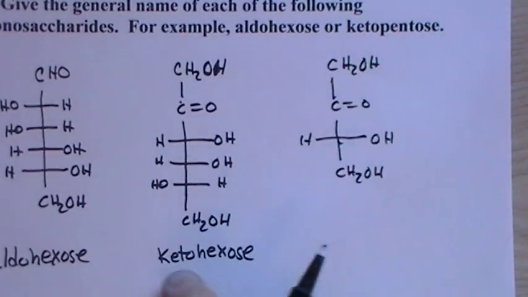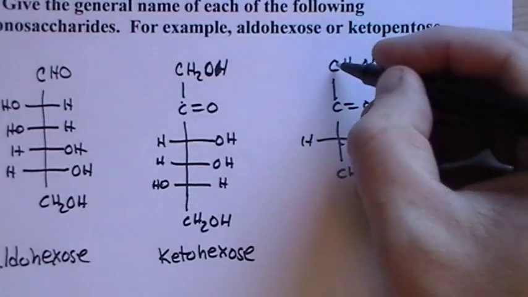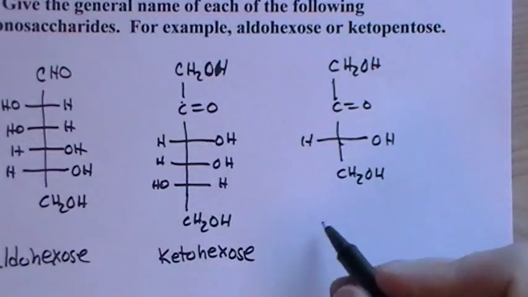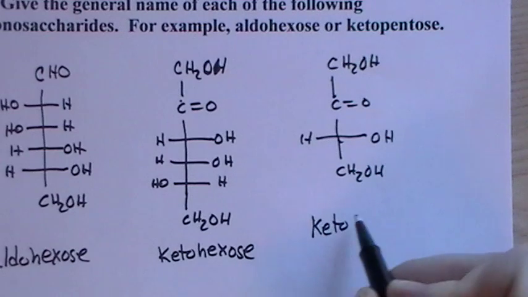And if it was 5, then it would be ketopentose. If it's 4, ketotetrose. So 1, 2, 3, 4. There's 4 of them, so that is a tetrose, and it's a ketone, so it's a ketotetrose.